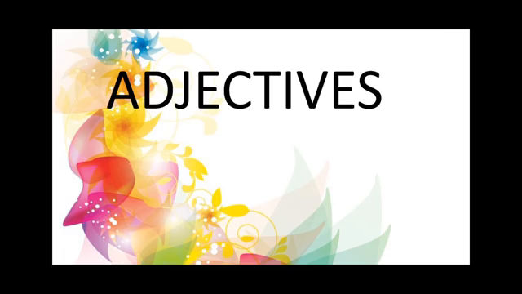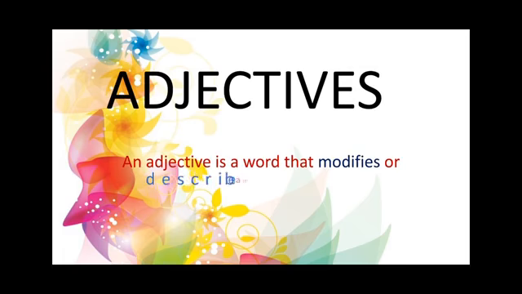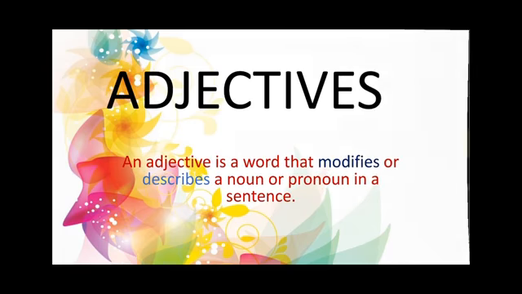What are adjectives? They are words that modify or qualify a noun or pronoun in a sentence. Examples of adjectives are beautiful, ugly, bright, lovely. Can you say other words? Okay, tall, small, fat, thin, and so on.